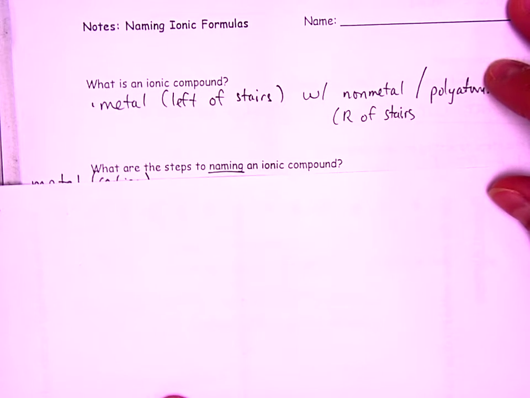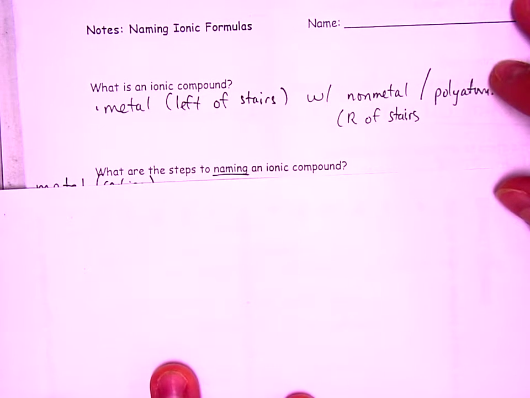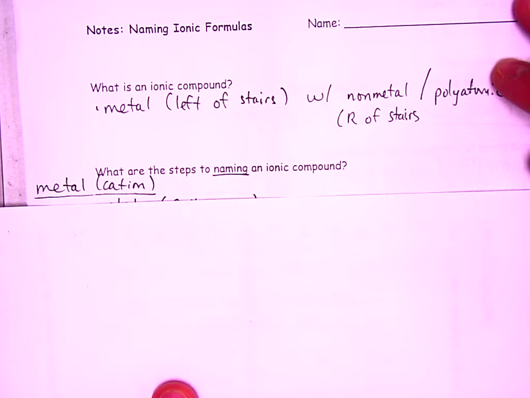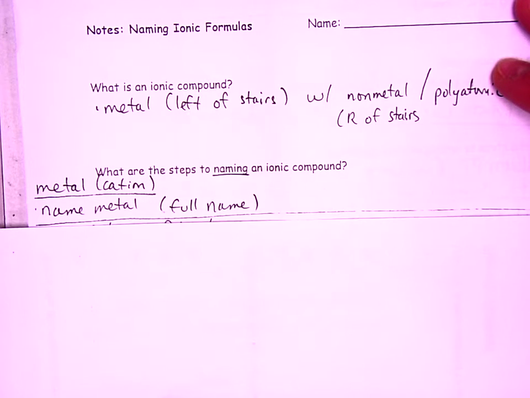All right, so what are the steps? We'll go through the steps and then we'll practice them down below. Again, you'll be pausing as we go along and copying things down. You're going to first have a metal, which is your cation. You just name the metal. Use the full name. So if you have Na, it'd be sodium, or you're working with magnesium, beryllium, potassium.